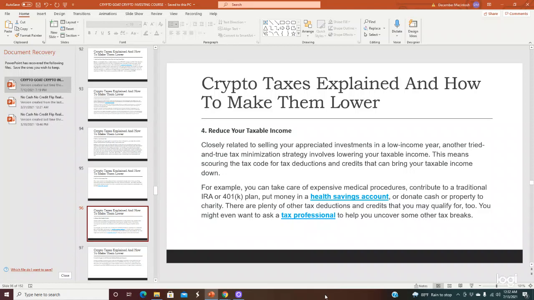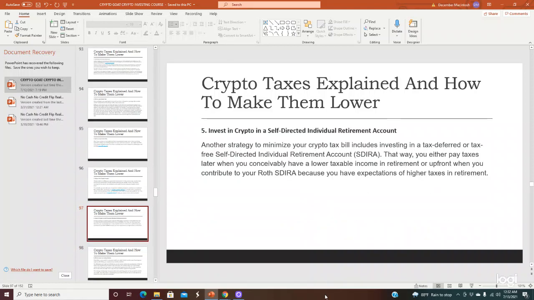So, make sure you pay attention to this part. So also, 5, invest in crypto in a self-directed individual retirement account. Another strategy to minimize your crypto tax bill includes investing in a tax-deferred or tax-free self-directed individual retirement account, so a SDIRA. That way, you either pay taxes later when you conceivably have a lower taxable income in retirement, or upfront when you contribute to your Roth SDIRA because you have expectations of higher taxes in retirement.